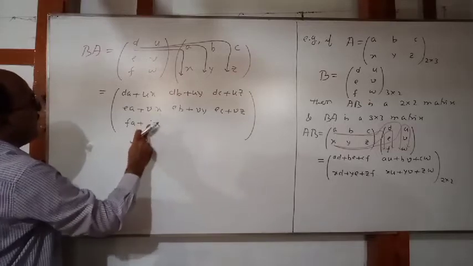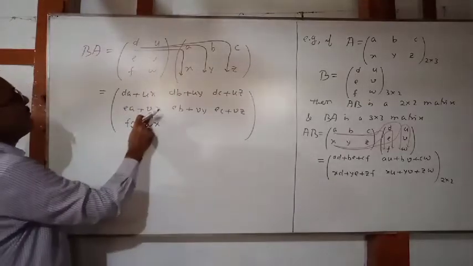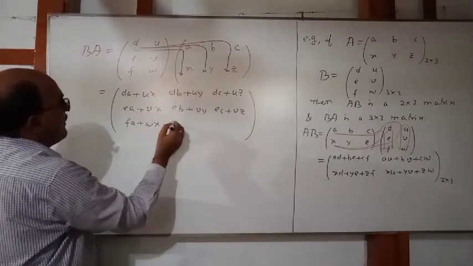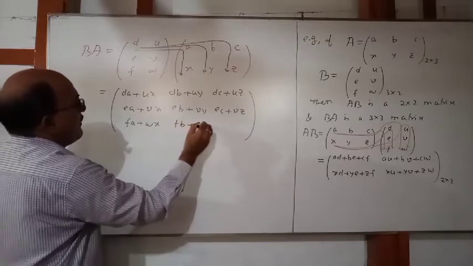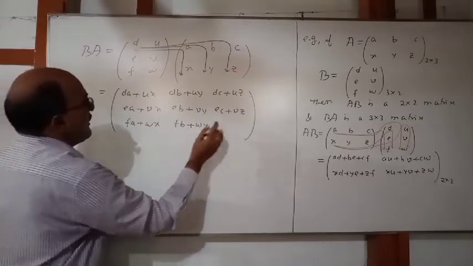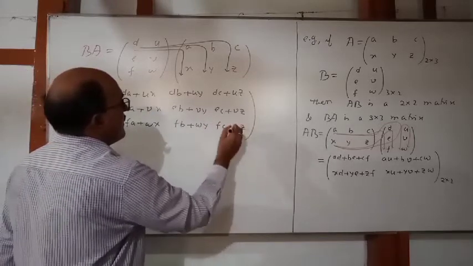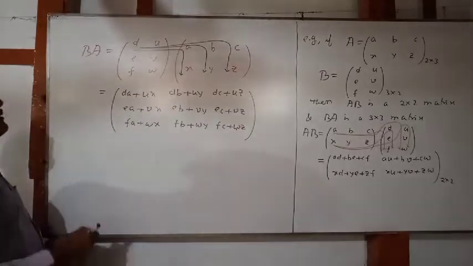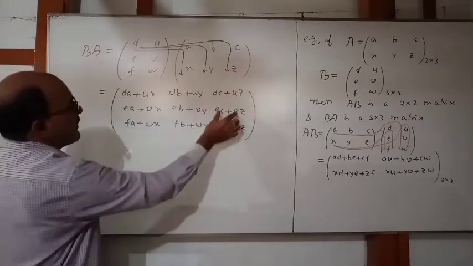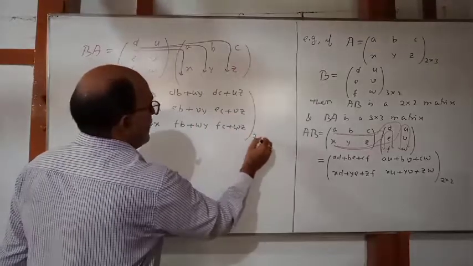FA and WX, because FW. EB replaced by FW. FB WY, EB VY, now it is FB WY. Here will be FC WZ. You can check again, F into C plus W into Z, or directly looking here you can write the answers. So this is a 3 by 3 matrix.